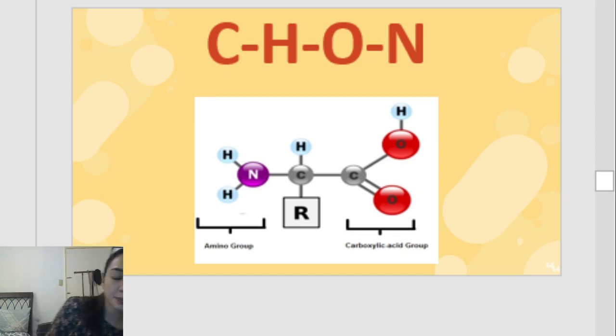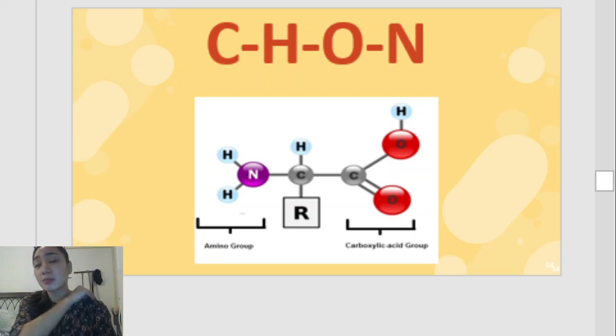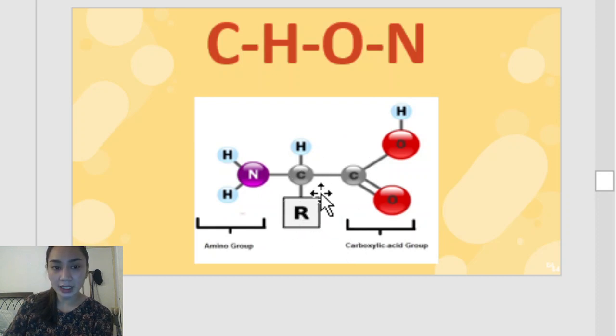Okay, sa protein naman natin, we have CHON, yung kanyang structure. So, kung kanina si carbohydrate natin, CHO, dito naman is merong CHON, which is yung amino group natin dito sa tabi. And then, itong R group, ito yung napapalitan ng kahit anong substituent. No? So, we have carboxylic acid group.